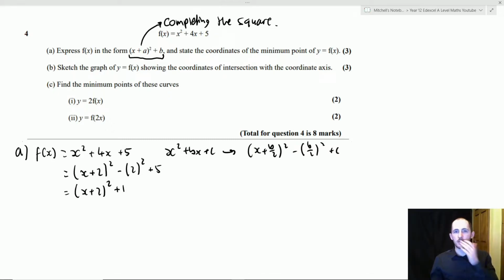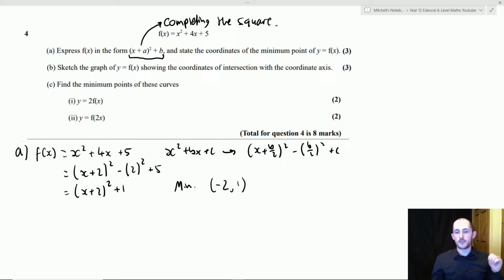So basically the trick on the minimum point is, if we write min, all you do is you flip the sign of the inside of this, and that gives you the x coordinate. And then you keep the y coordinate the same.